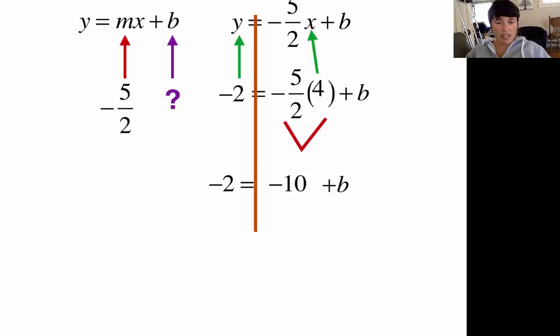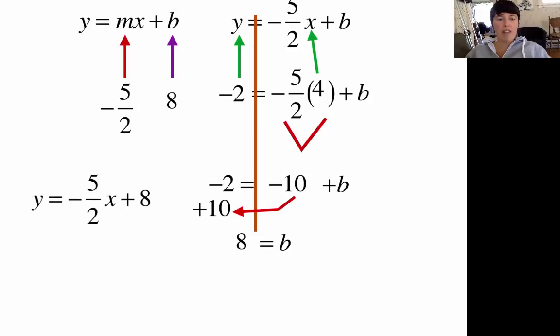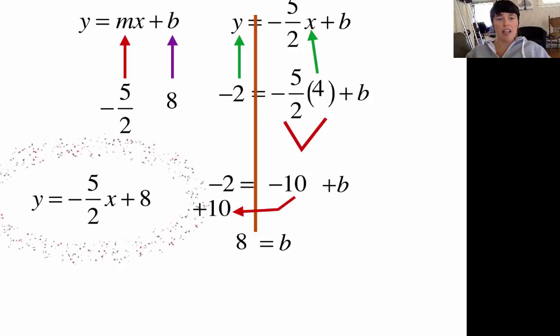Now I'm practically done. Let's make some space here so we can see what we're doing. So I'm going to add that 10 over to the other side. I'm going to get b equals -2 plus 10, which is 8. And there's our b value. So now we know what b is. We know b is equal to 8. So I'm going to put right here where the b value is, an 8. So our perpendicular line is y equals -5/2 x plus 8.